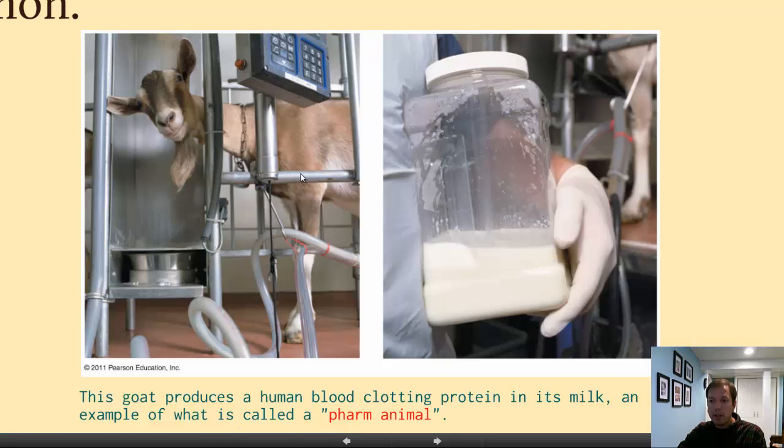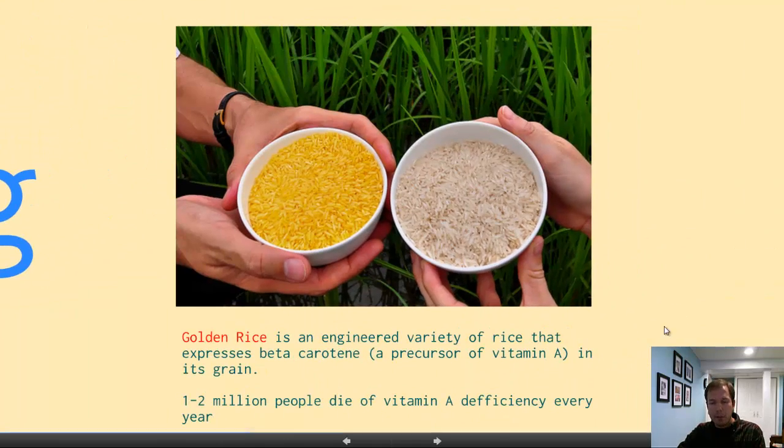The goat will produce milk. That milk will have that blood clotting protein in it because we have inserted the gene to make that protein into the mammary glands of the goat. So in that case, we call that a farm animal.